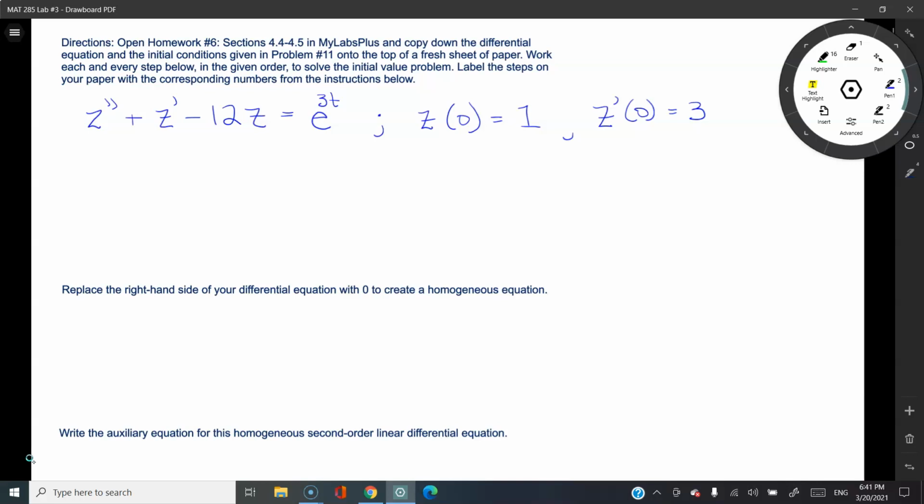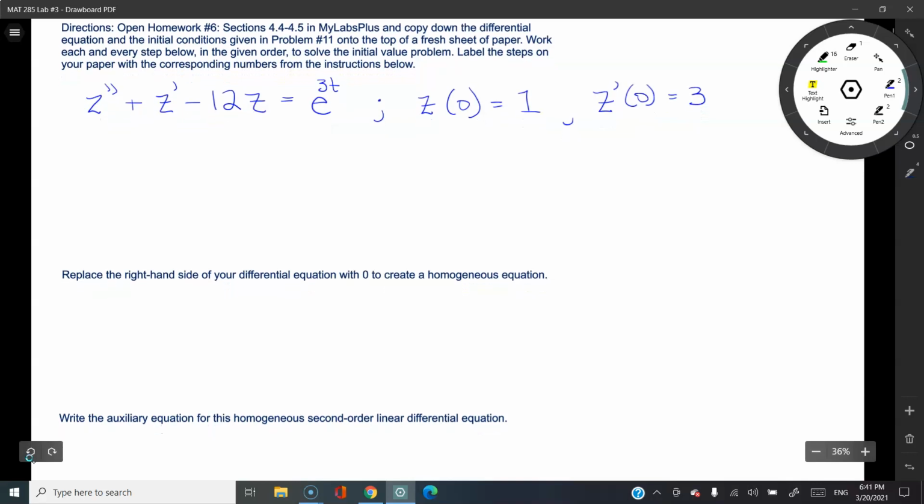So the first thing I ask you to do here is replace the right-hand side of your differential equation with 0 to create a homogeneous equation. All I've done is copy down my differential equation and drop whatever was on the right-hand side and replace it with 0.